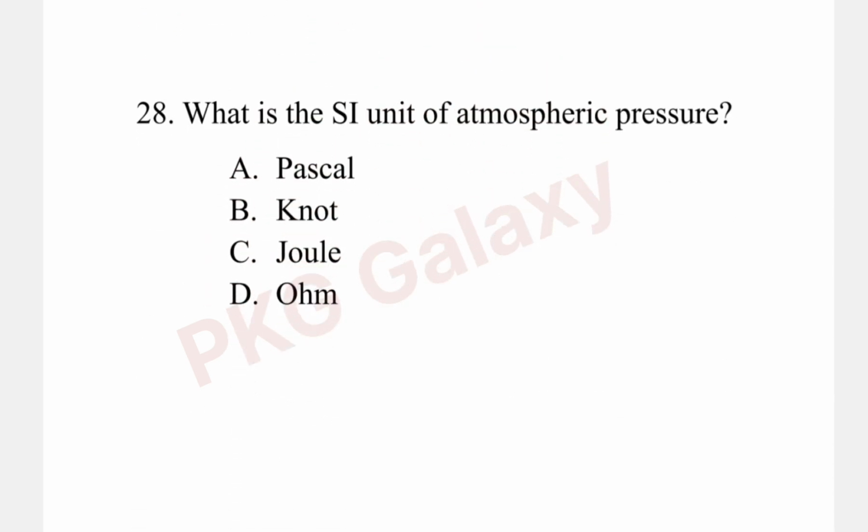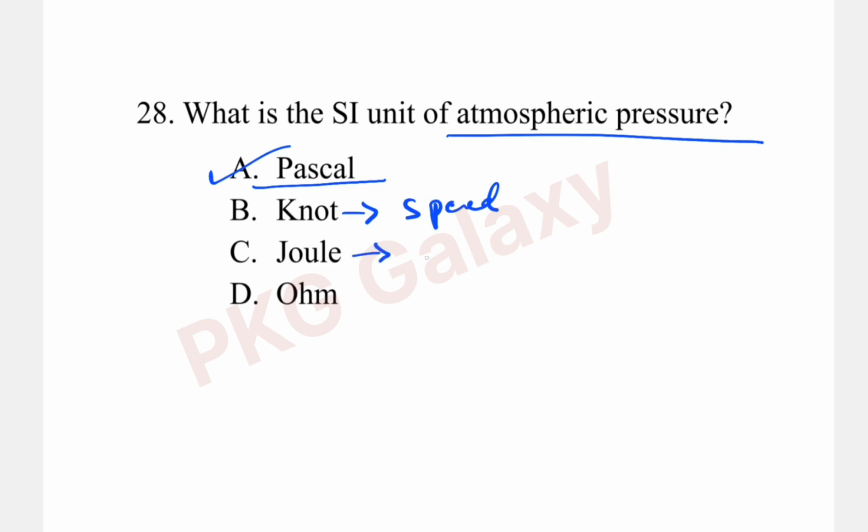Okay, next question. What is the SI unit of atmospheric pressure? Option A, Pascal. Option B, Knot. Option C, Joule. And option D, Ohm. The correct answer is option A. It is Pascal. Knot is a unit of speed. And the Joule is the unit of work or energy. And the Ohm is the unit of electrical resistance.